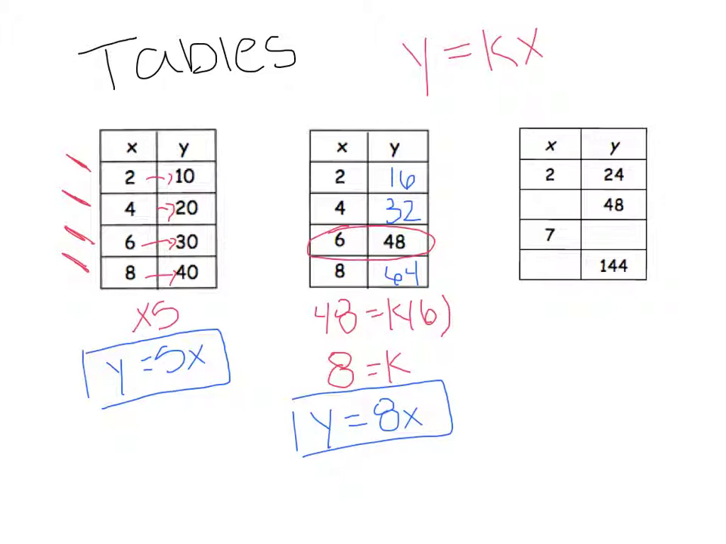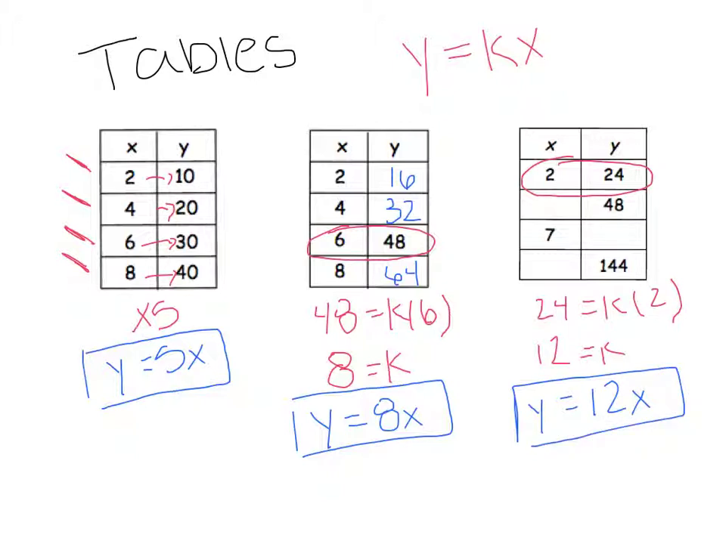Let's look at one last direct variation table. This time, the two we have that go together are 2 and 24. So, 24 equals k times 2. Divide both sides and we get k equals 12. So the equation for this situation is y equals 12x. We can use this to find the other blanks. Looks like when x is 7, we can plug that in, and that would get us y is 7 times 12, which is 84.